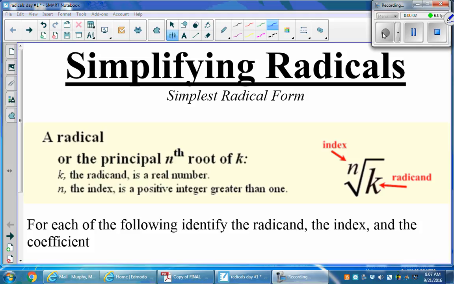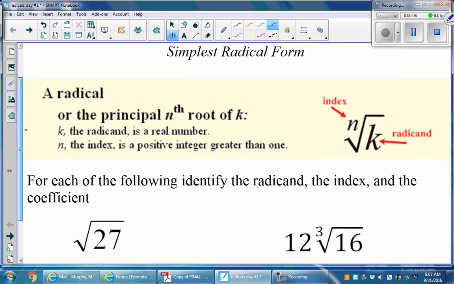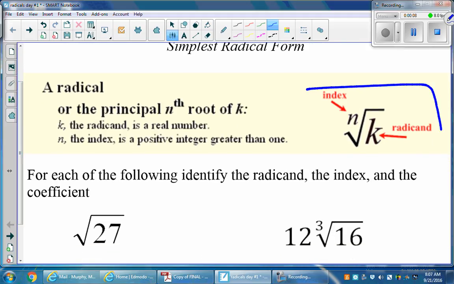In this video, we're going to talk about simplifying square roots and cube roots, oftentimes referred to as simplifying radicals. The first thing we have to be familiar with is some of our terminology. Over here to the right-hand side, it talks about the index and the radicand. The index is the little number that's tucked in near the square root symbol. It really tells us what root to take. And the number that's underneath the square root is referred to as the radicand.